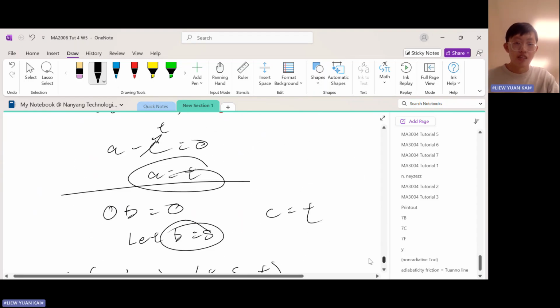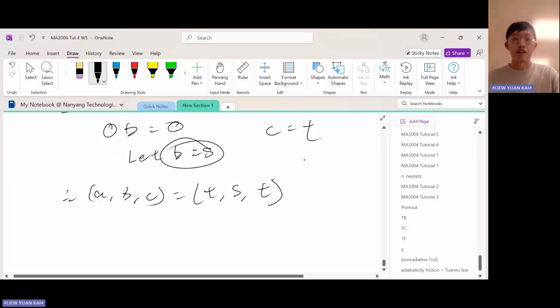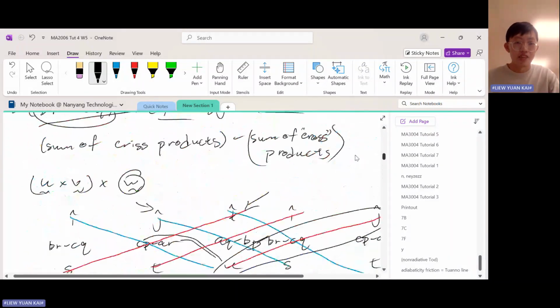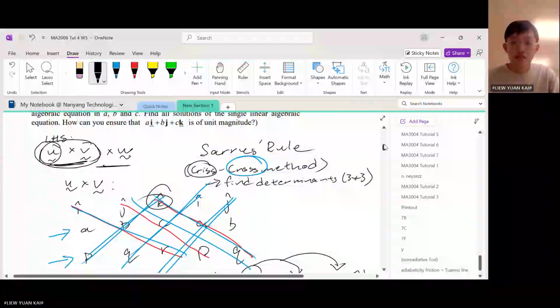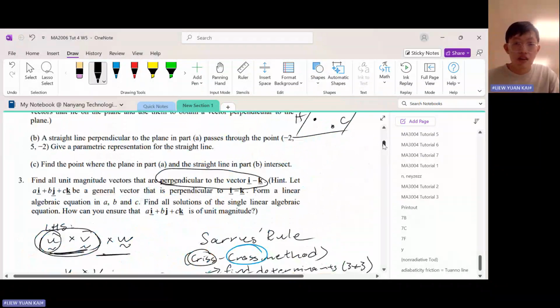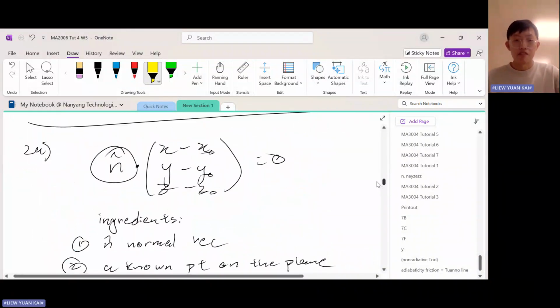But this only satisfied one part of the problem. This only satisfied condition 1, which states that it is perpendicular to i minus k. The second condition they want us to satisfy is that it has a magnitude of 1. Let me just go back to here. How can you ensure that there's a unit magnitude? Unit magnitude means magnitude is equal to 1.